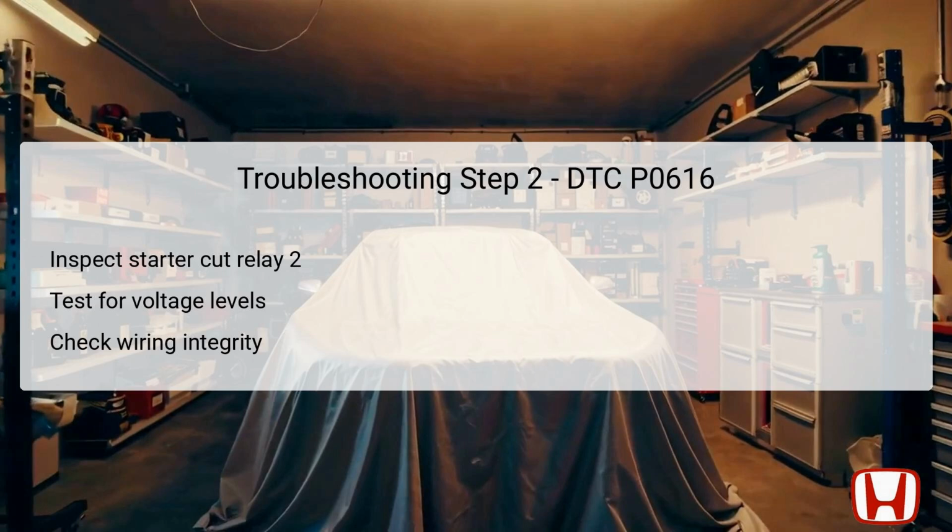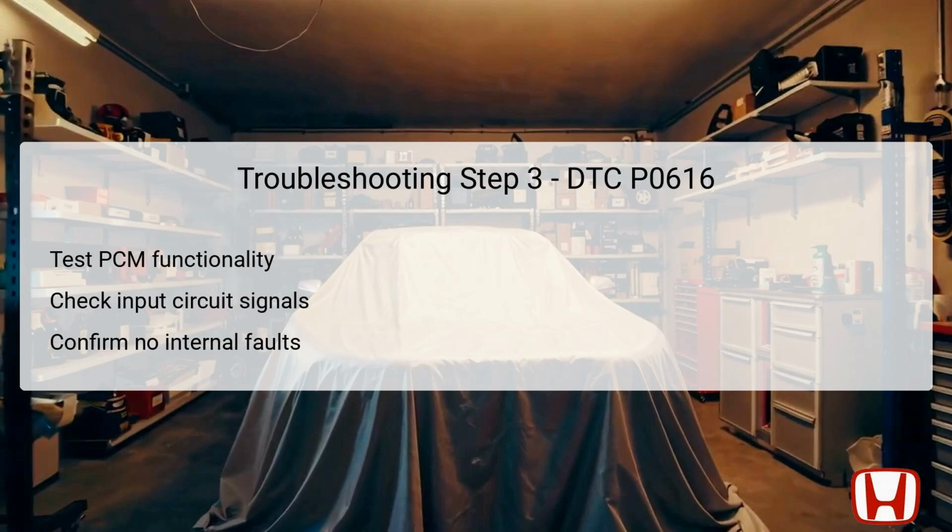If this relay is deemed faulty, it should be replaced to allow for proper system functionality, which is crucial in diagnosing the broader starter control issue related to DTC P0616. After ensuring that both starter cut relays are functional, it is now imperative to assess the powertrain control module, PCM, for any faults. This step involves testing the various input circuit signals that the PCM receives from the starter relay circuitry.